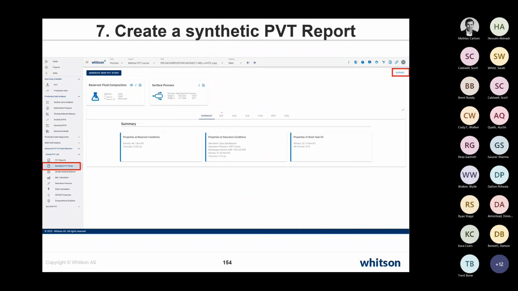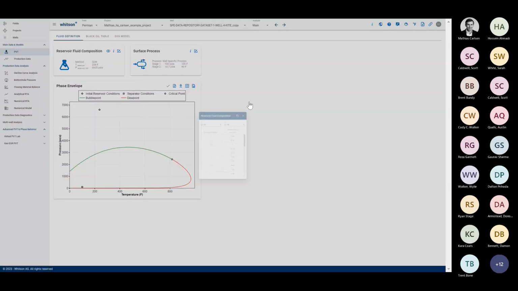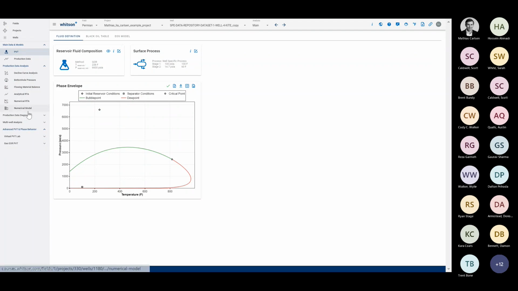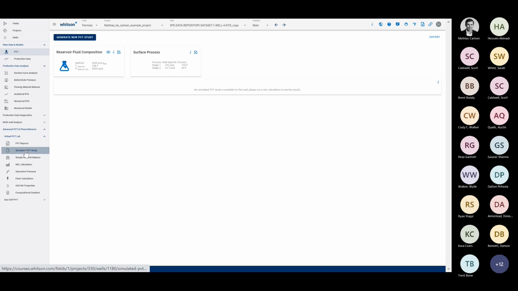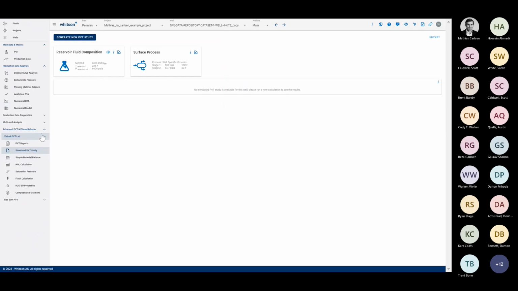The thing we're going to go ahead and do now, which is a little bit fun, is create a synthetic PVT report. Based on this fluid composition and the inputted reservoir conditions, we're going to go down to virtual PVT lab, all the way down to the left here, and click simulated PVT study. In simulated PVT study, there's a big button called generate new PVT study. So we went from all the way up here down to virtual PVT lab, expanded that, and now we're ready to click generate new PVT study.